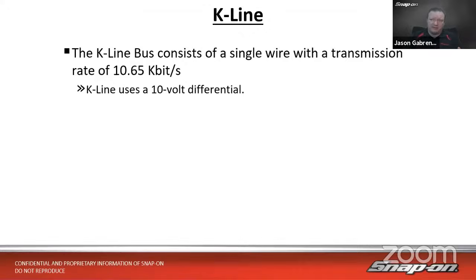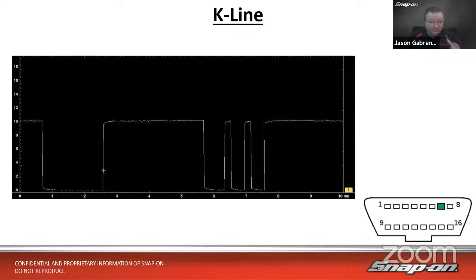So it's a little bit faster than the J1850, but it's still fairly slow in the grand scheme of things. K-line uses a 10 to 12 volt differential. I've seen some with 10 volts, some with 12 volts. And I'll tell you what, on Subarus, since I have experience with Subarus, right? Subaru used K-line all the way up to like 2014 for their scan tool.